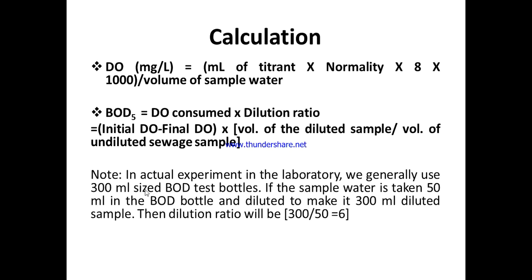For example, suppose in the 300 ml bottle we have taken 50 ml of water sample, and we have diluted it to the 300 milliliter level with distilled water. So what will be the dilution ratio? Volume of diluted sample, that is 300, divided by volume of undiluted sample, that is 50. This will give us a dilution ratio of 6, and DO consumed will be the initial DO that we find by the lab procedure minus the final DO that we find after having incubated it for 5 days at 20 degrees centigrade.